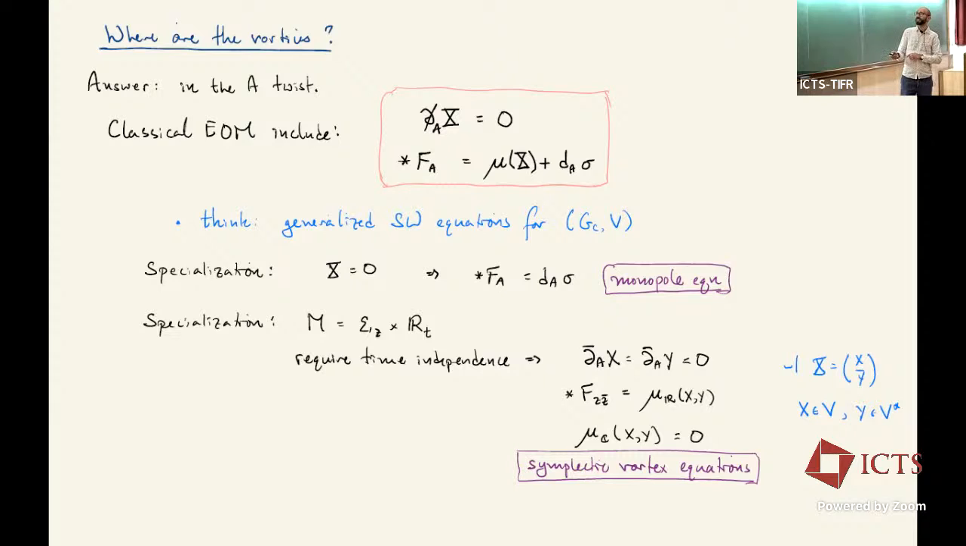And the sigma part, the monopole part of the second equation, drops out, and it just turns into a vortex equation that I don't need to explain to this audience. Moreover, there's a final equation: time independence plus this third equation, one component of that equation is a vortex equation, and the other components tell you that the complex moment map vanishes. So these are sometimes called symplectic vortex equations.